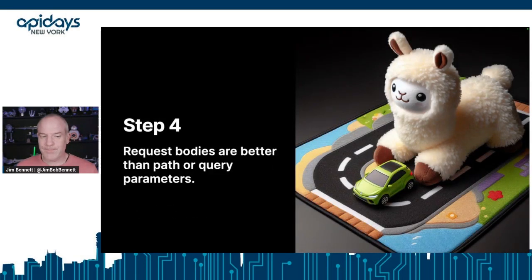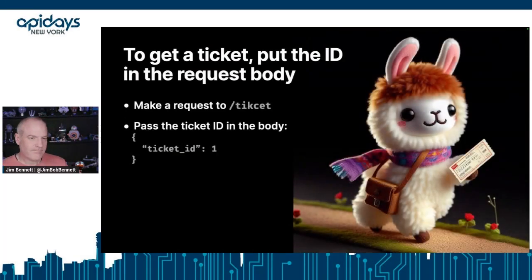Okay, step 4, request bodies. Yeah, let's just use those. Let's not bother with path parameters, query parameters. Let's just use request bodies for everything. So what do I mean by this? If I want to get a ticket, I make a request to /ticket, spelled wrong, obviously, and I pass the ticket ID in the body. Pass ticket_id of 1 in the body, and that way I can get that single ticket.